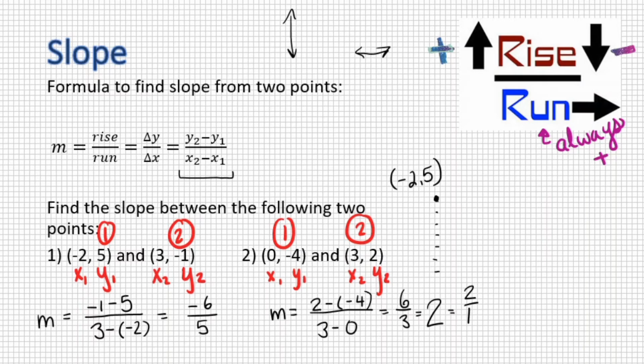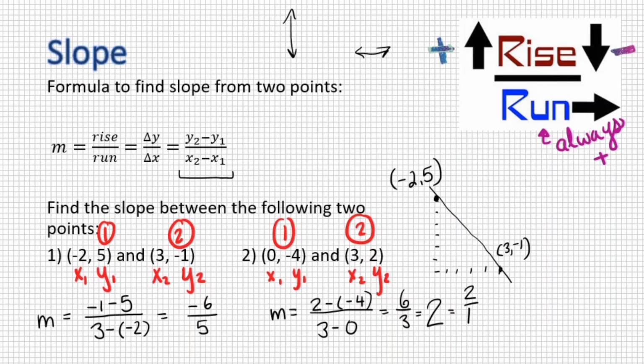And you're going to keep your run, your change in x, you're always going to do that from left to right. You're going to keep that positive at all times, because if you flip both, then you change the slope of your line. It messes it up. 1, 2, 3, 4, 5, or thereabouts. And if I connect those two, this would be my line. Going from negative 2, 5, it's going to pass through 3, negative 1, because I told you it was on there.